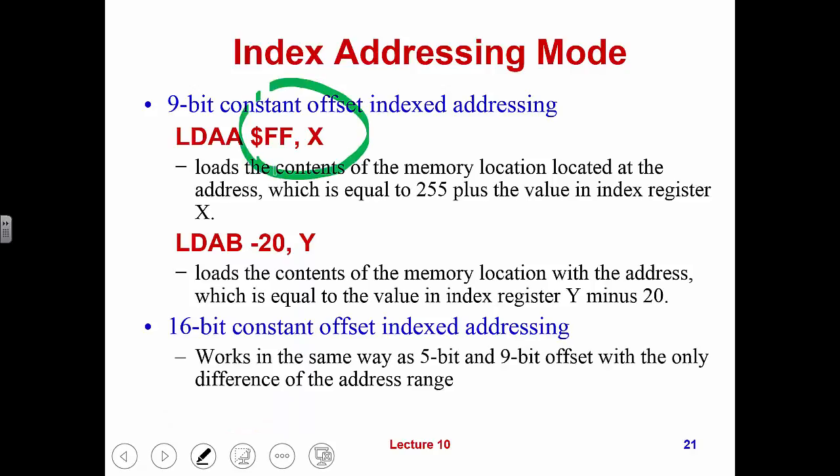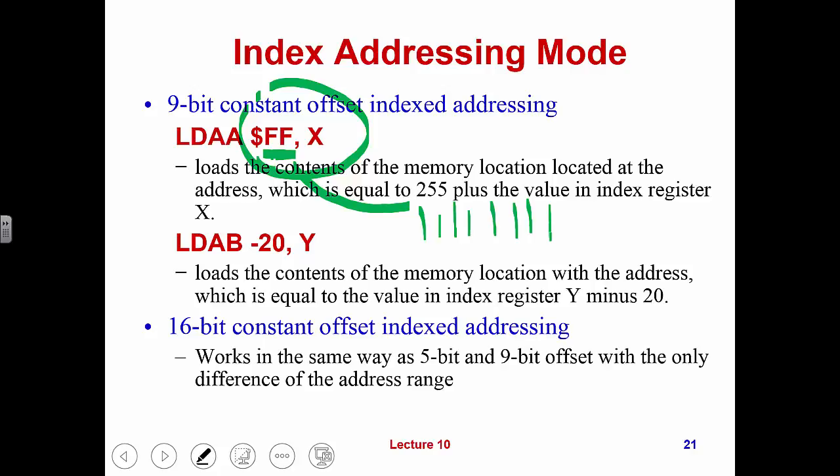This specifies what? It forms the effective address. So X contains the base value, but the value we add to X is FF. When we write it out, it is all 1s. So this is surely in the range from negative 256 to positive 255. This value is equal to positive 255. So it loaded the contents of the memory location at the address equal to 255 plus the value in X.